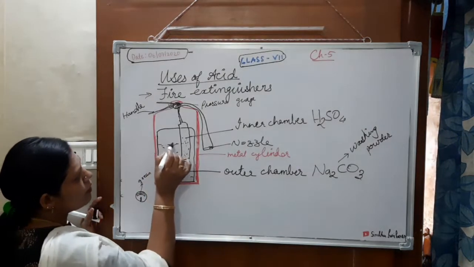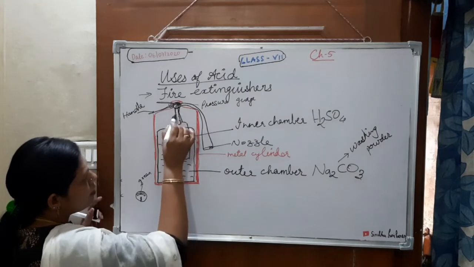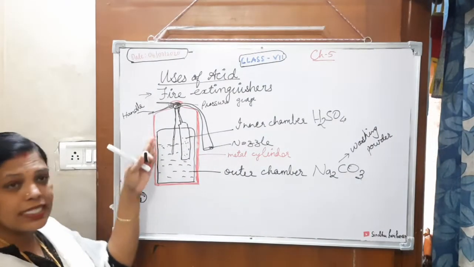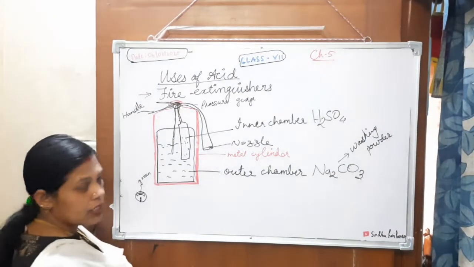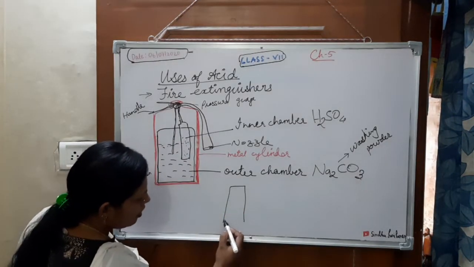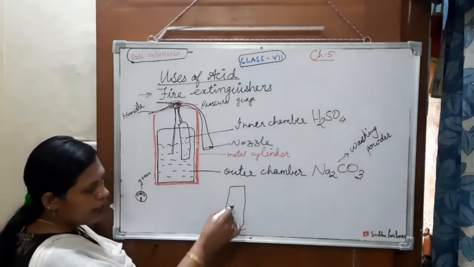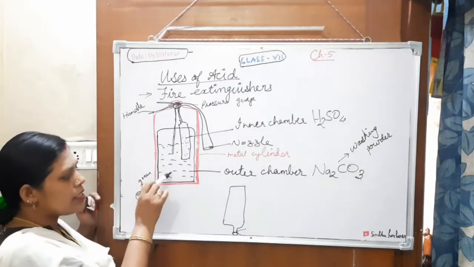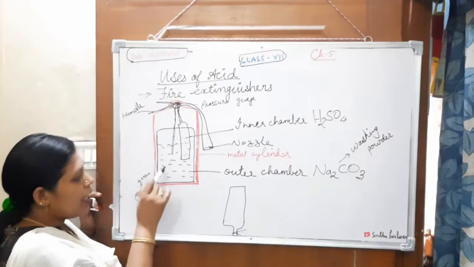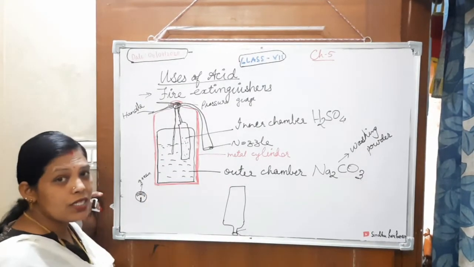And here you can see one more nozzle. This comes down from here, till the last. Now it is kept straight, but when it becomes inverted, upside down, the box goes up and the nozzle comes down. At that time, the sulfuric acid in the inside chamber comes out and mixes with the sodium carbonate. Then the sodium carbonate and sulfuric acid react and produce carbon dioxide.